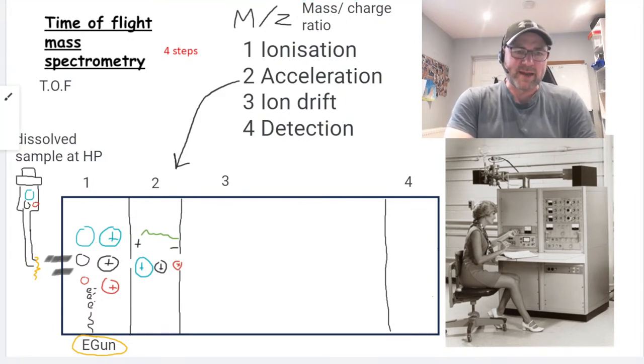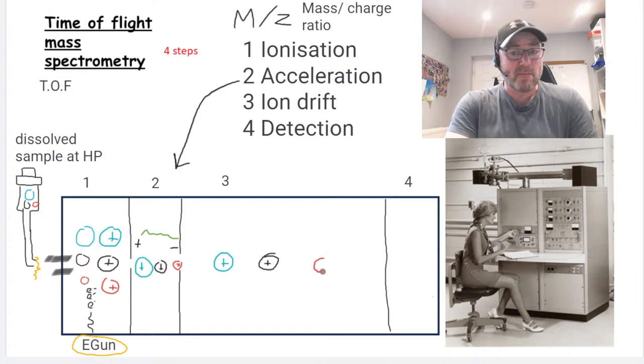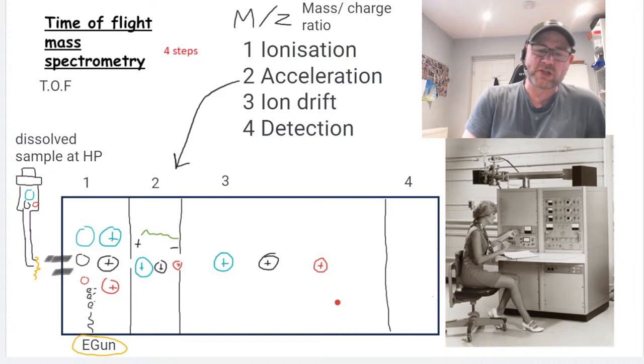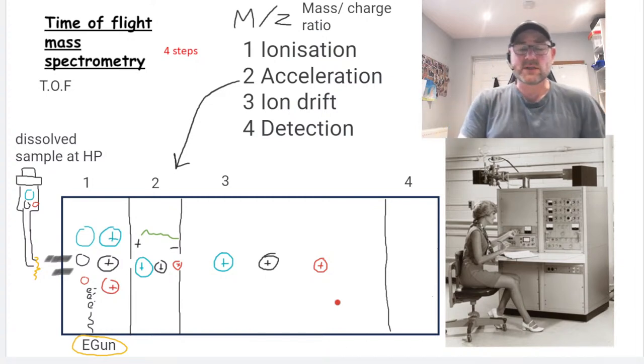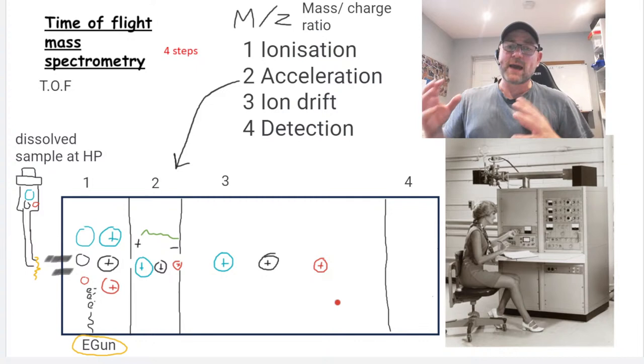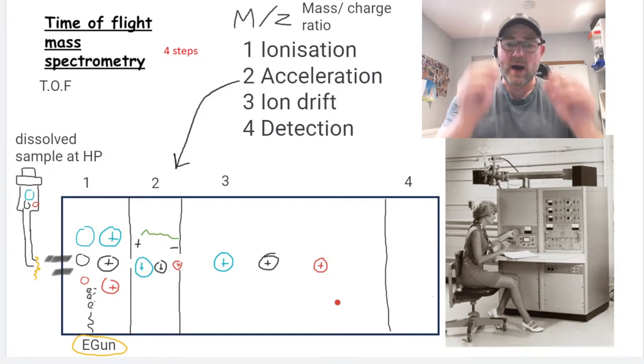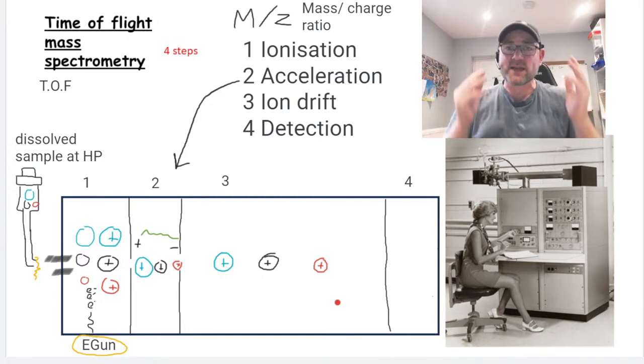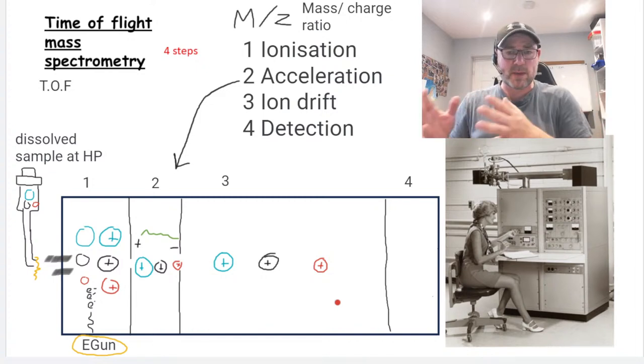And they're accelerated and they all gain the same kinetic energy. So we've got a little bit of physics coming in here. However, smaller ones or ones with a lower m/z, a lower mass or a lower mass charge ratio, smaller ones will move faster. They will have higher speeds. They've all got the same kinetic energy. But if you've got a smaller mass and you have the same kinetic energy, your velocity must be bigger.